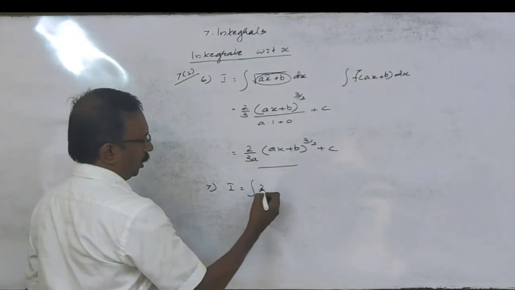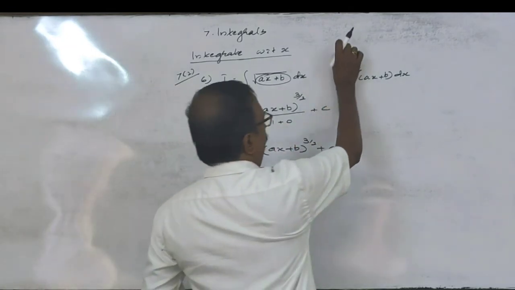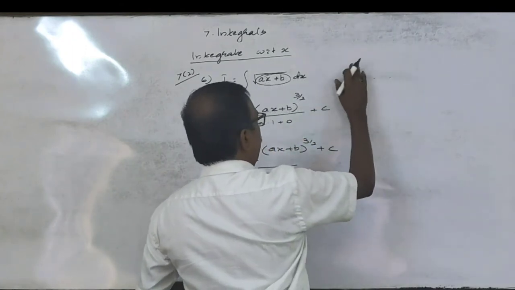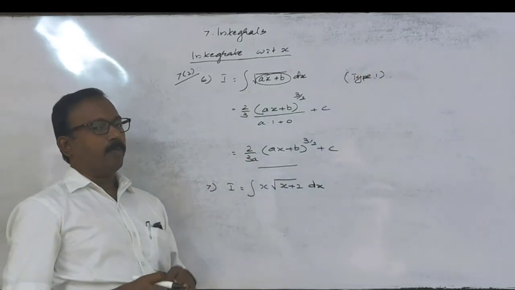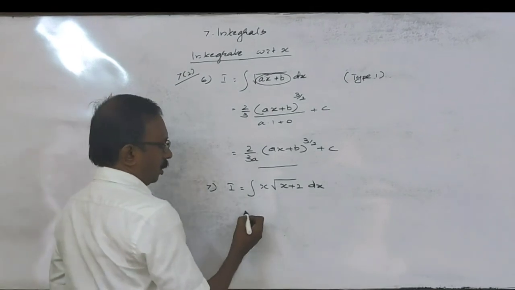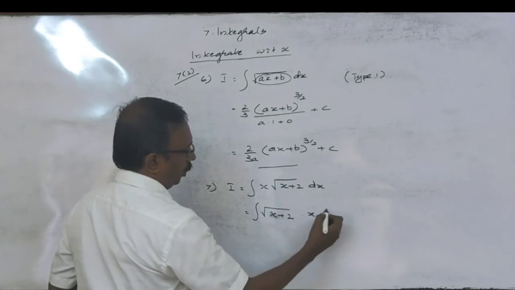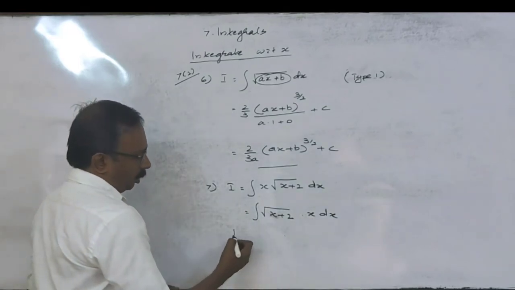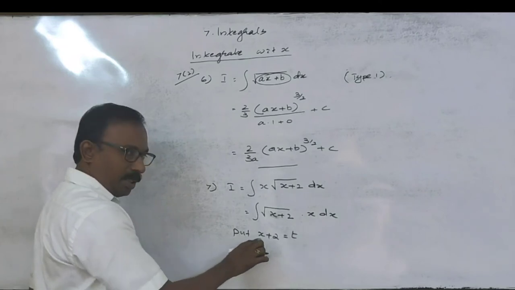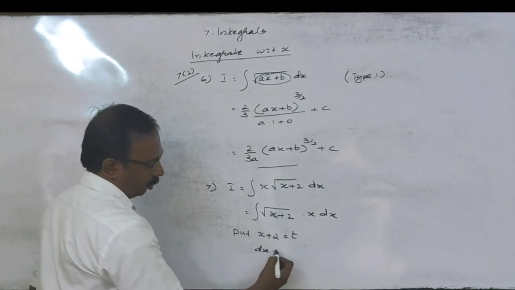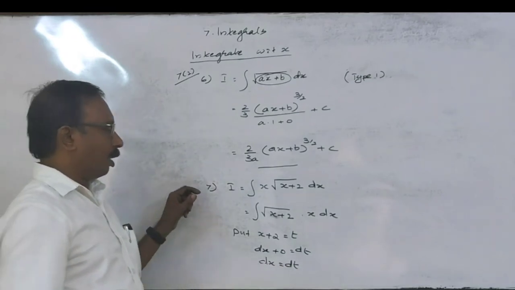Next, 7th question: I is equal to integral of x into root of x plus 2 into dx. It is a substitution of type 3. Put x plus 2 is equal to t. Differentiating, the derivative of x is 1 into dx plus 0, so dx is equal to dt.